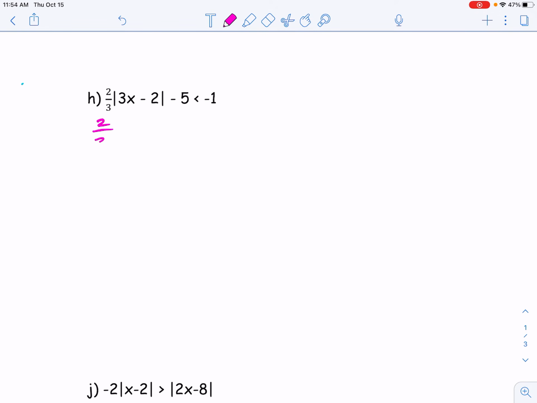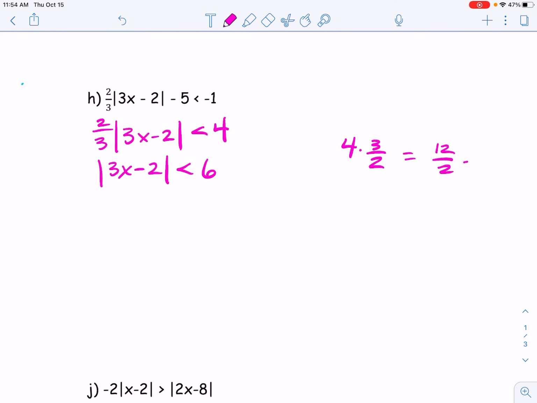So I have 2/3, absolute value 3x minus 2. Adding the 5, I get 4 here. And then I have to divide by 2/3, which is the same thing as multiplying by 3/2. So then I get absolute value of 3x minus 2 is less than 6. So 4 times 3 over 2, that would technically be 12 over 2, which is 6. You should be able to do that in your brain.